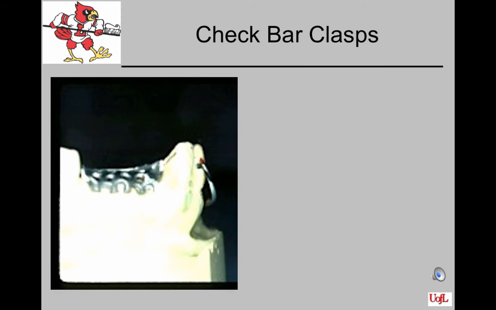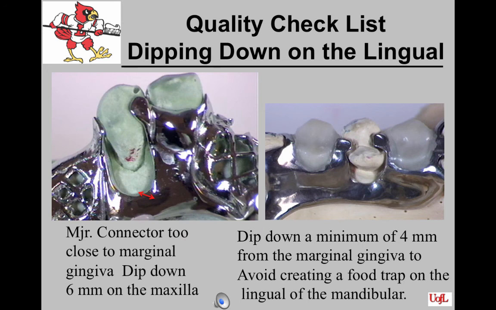Check your bar clasp arms. They should not be standing out away from the tissues in such a manner as shown in this picture. That will cause chronic irritation of the mucosa in the cheek area. When you dip down to avoid the marginal gingiva, on the maxillary arch, you should dip down 6 millimeters. On the mandibular arch, 4 millimeters.